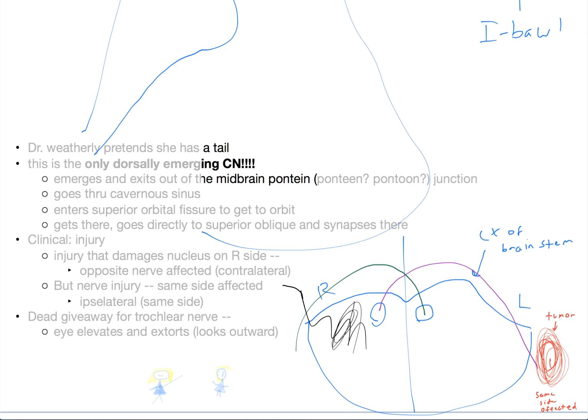So is the crossing over occurring in the brain? In the brainstem. So it kind of decussates is the word. It decussates. And when it leaves, it goes like that. Yeah.